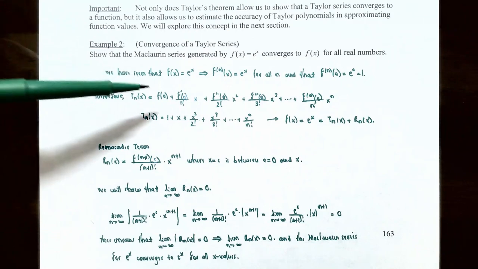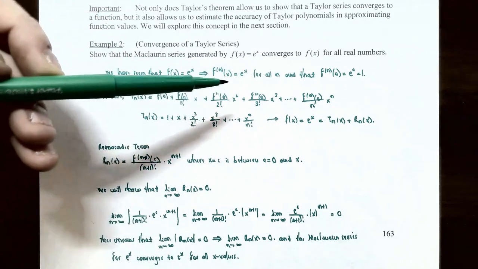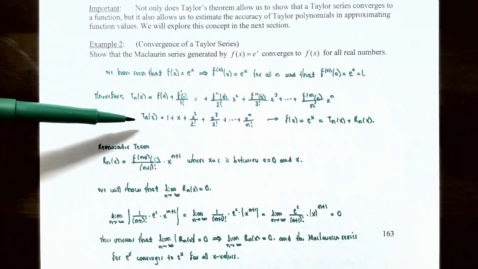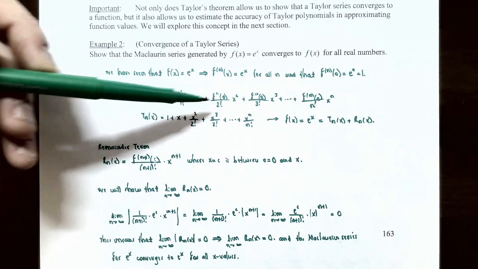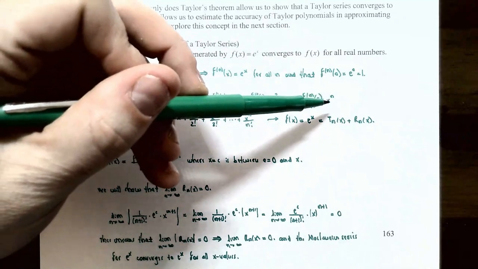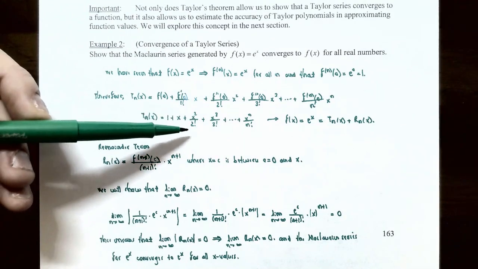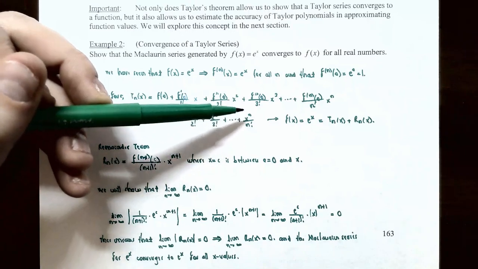Well, we know that f of 0 will be 1, f prime of 0 will be 1, f double prime of 0 will be 1. They're all going to be 1 for any derivative of your function evaluated at x equals 0. So T sub n of x will be 1 plus x plus x squared divided by 2 factorial plus x cubed divided by 3 factorial and so on up to x to the n divided by n factorial. So this is the nth degree Taylor polynomial.